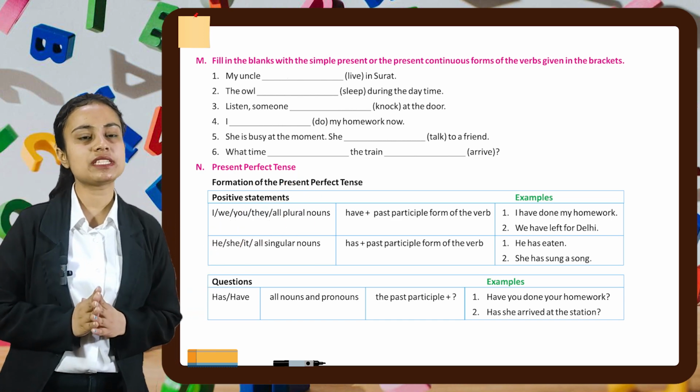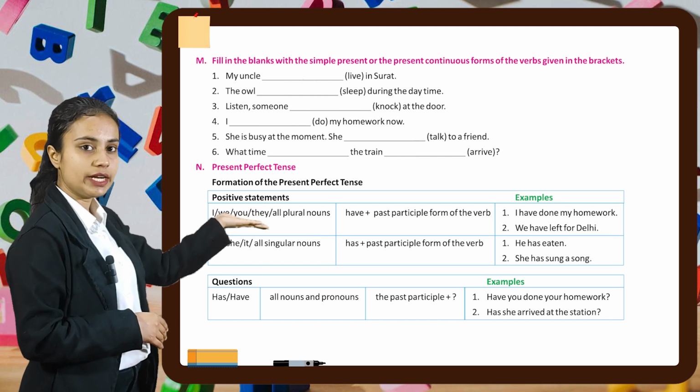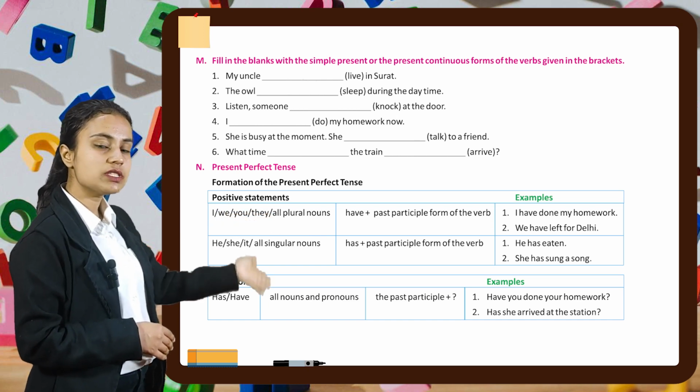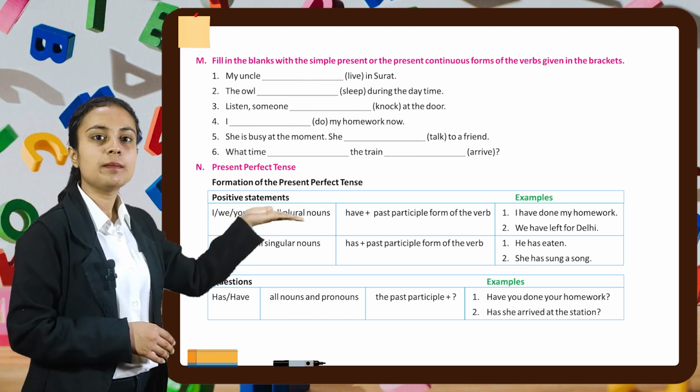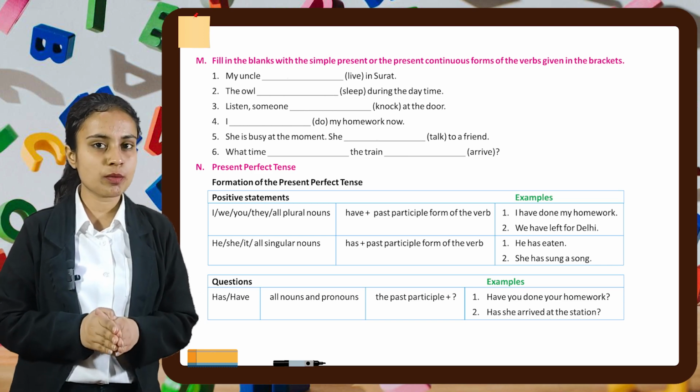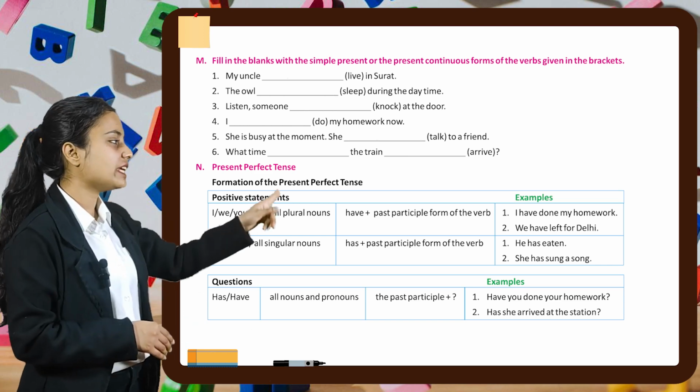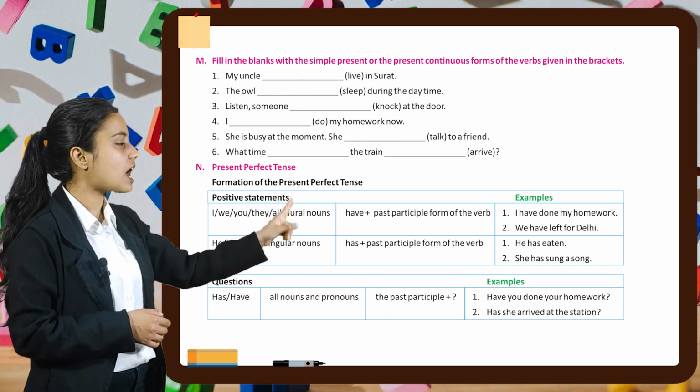Similarly, if the statement is starting with he, she, it or all singular nouns, we use has plus past participle form of verb. For example, he has eaten. She has sung a song.